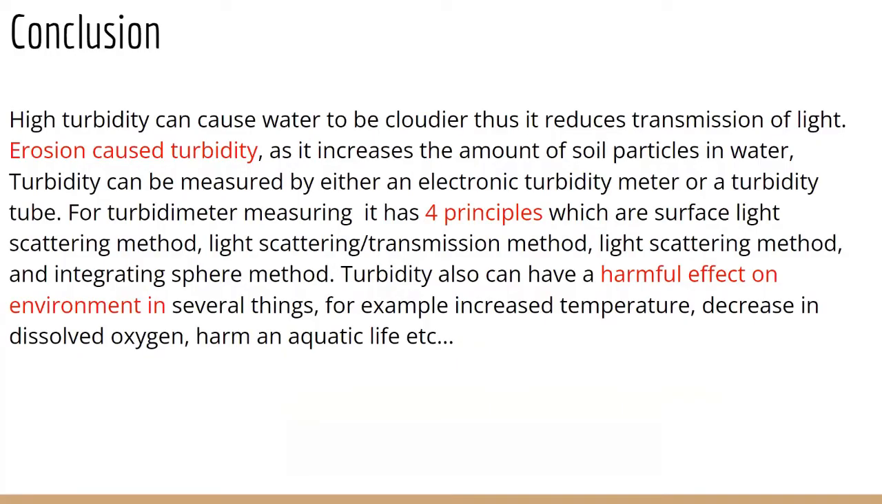This is a conclusion to the topic. High turbidity can cause water to be colloidal, so it reduces transmission of light. Erosion causes turbidity as it increases the amount of soil particles in water. Turbidity can be measured by either an electronic turbidity meter or a turbidity tube. A turbidity meter has 4 measuring principles, which are the surface light scattering method, light scattering or transmission method, light scattering method, and integrating sphere method.